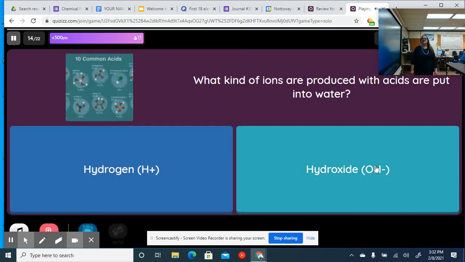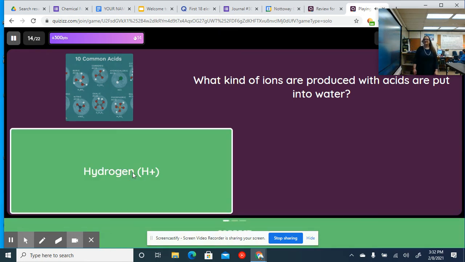What kind of ions are produced when acids are put into water? Again, it's called the pH scale. And if you look at these formulas, they all have hydrogen in them.